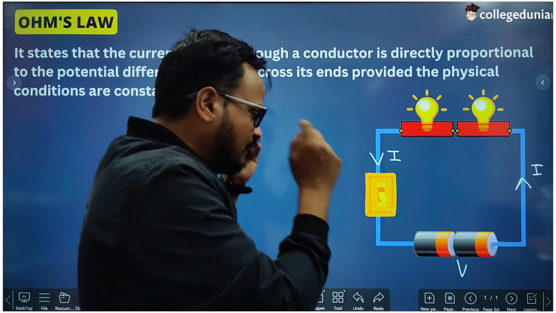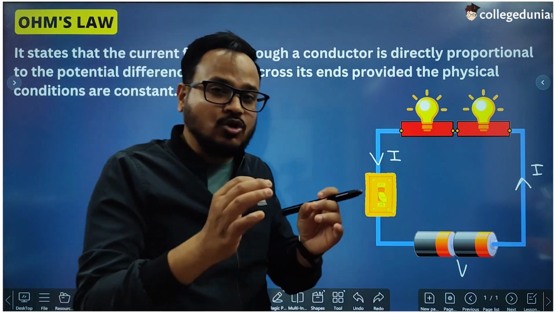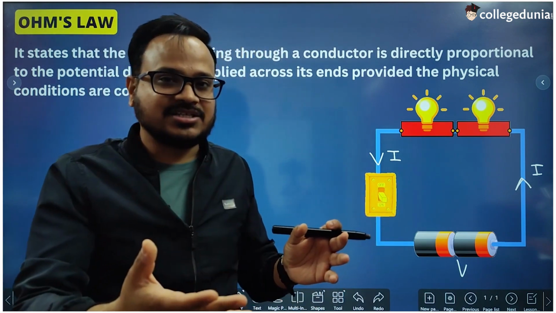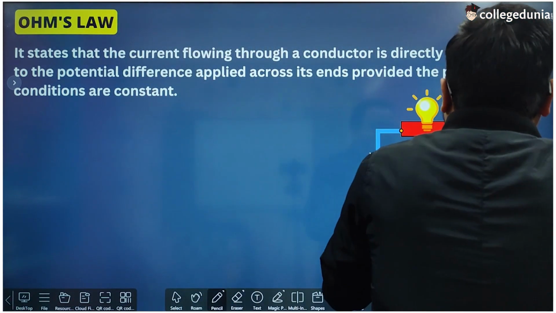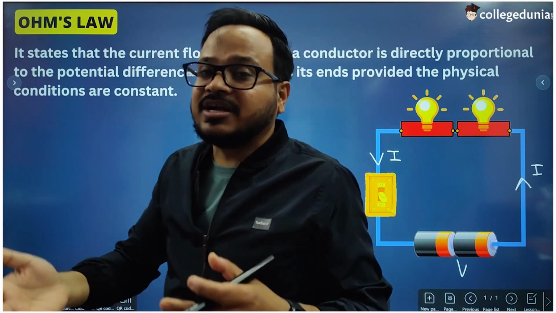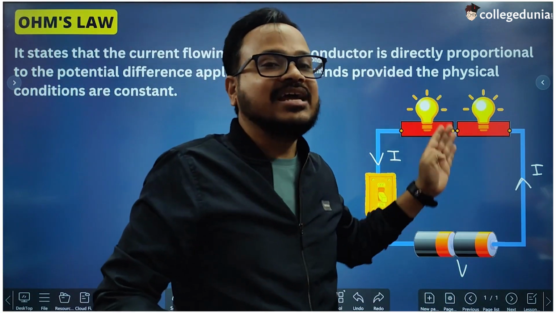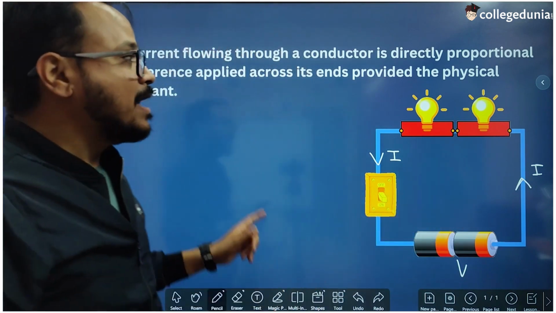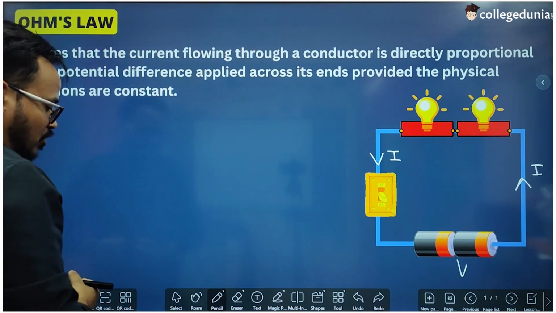So clearly, if you increase the value of V, 1 coulomb of charge will gain more energy, and using more energy, it will move more rapidly, and that is current. The rate of flow of charge through the circuit, that is current. So if we increase V, then I will increase. That is Ohm's law. But it is true only when the physical conditions are constant.